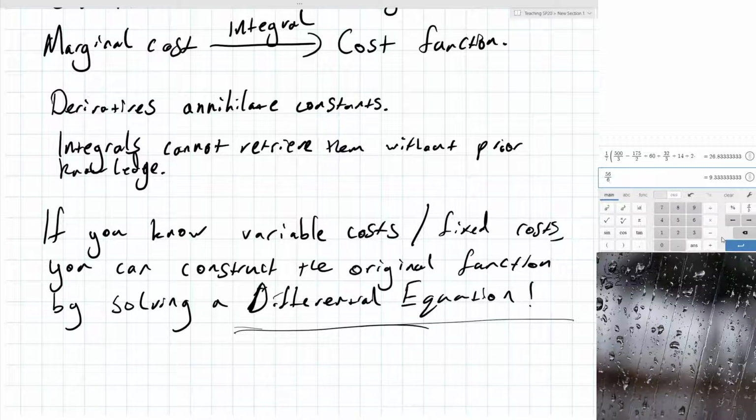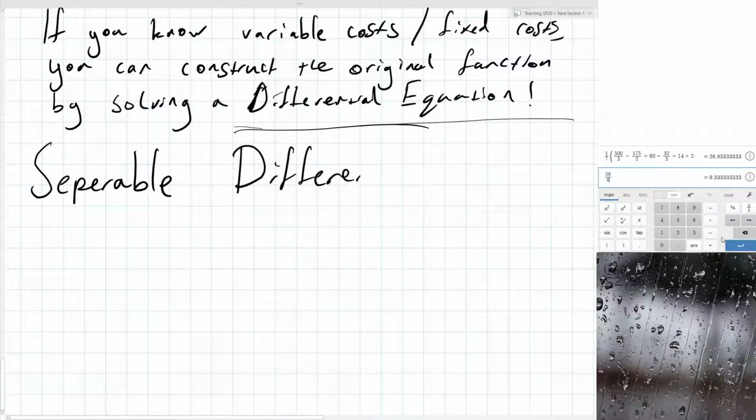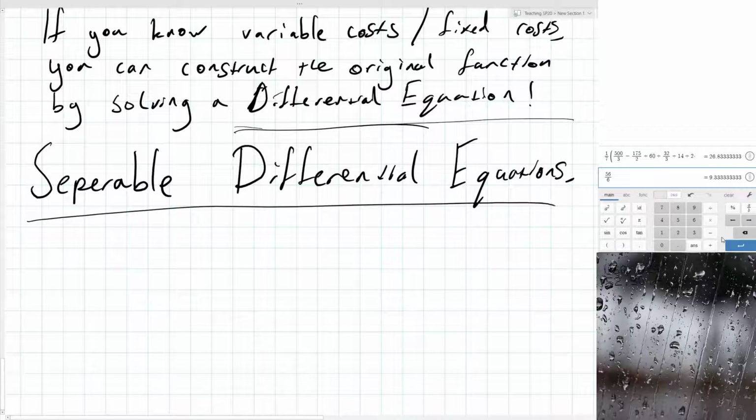And differential equations have a lot of really wide-ranging applications and consequences, and they are in general difficult to solve. However, there is one type of differential equation that is very possible for us to solve, and that's called a separable differential equation. And before I go into what a separable differential equation is, first we should get a better idea of what a differential equation is. Okay?